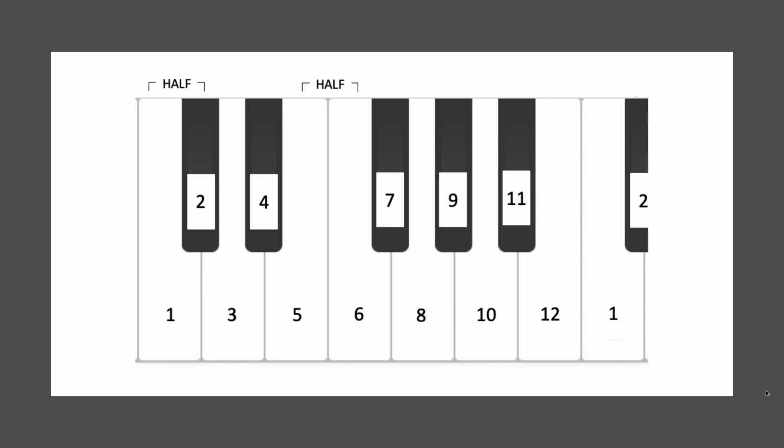So there are only 12 notes in Western music, like hip-hop and pop, that are used to create harmony and melody. And the distance between any two notes is called an interval, right? The smallest interval is a half step or a semitone.